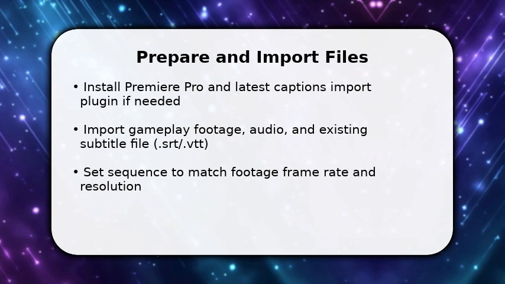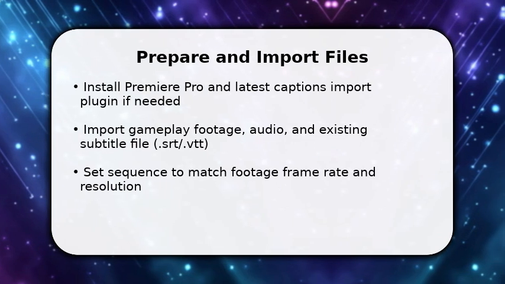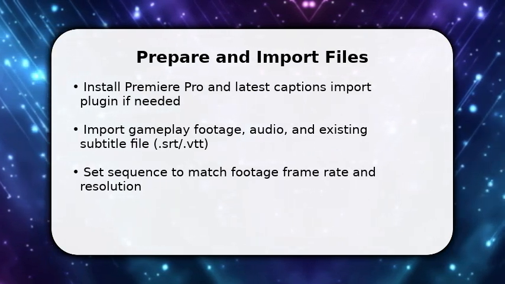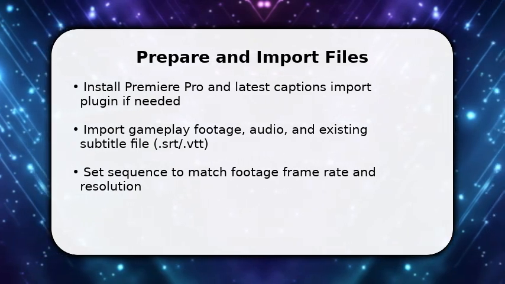Make sure captions appear in the Captions panel or project bin and enable the Closed Captions option in sequence settings. This lets you edit text directly without retiming. Now place the subtitle track above your video to begin.